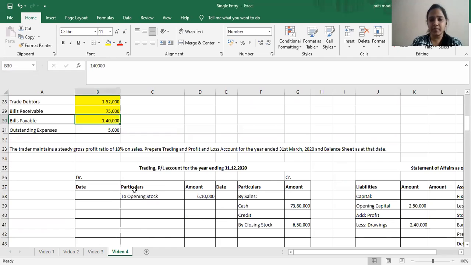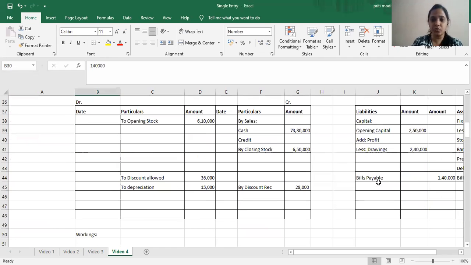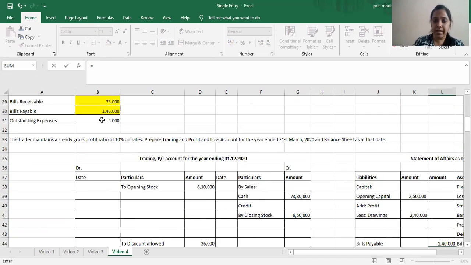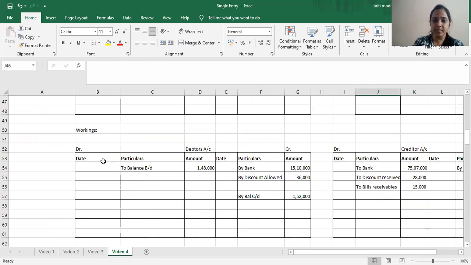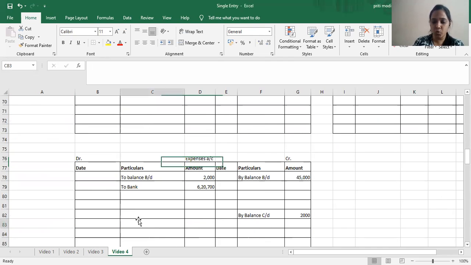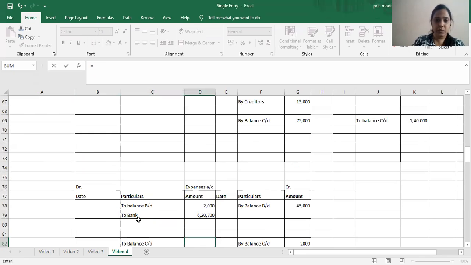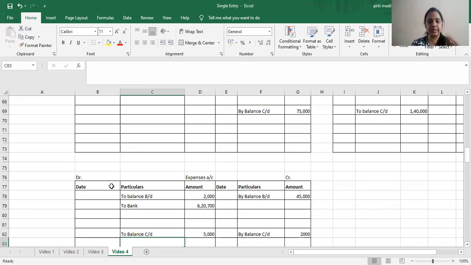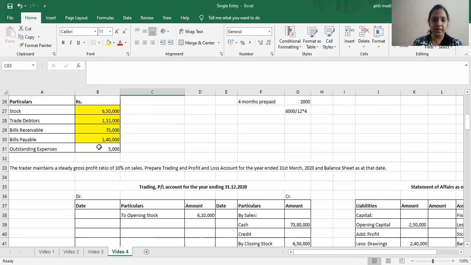Okay, outstanding expense. So in the closing balance sheet, closing expenses is given. Outstanding expenses. So we have the figure as 5,000 and also this will go to our expense account. Writing it over here. Sorry, to balance CD. Outstanding expense closing. So we have it as 5,000. Fine. This is also done. So 5,000 is done. Now gross profit percentage is 10% on sales.